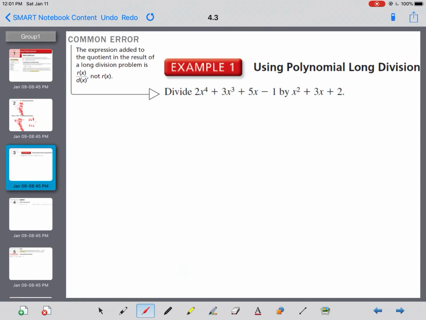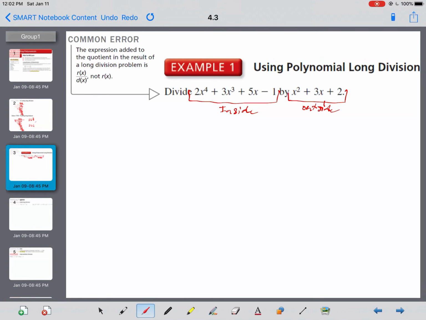We're going to apply this same thing to a polynomial. We're going to divide 2x to the 4th plus 3x to the 3rd plus 5x minus 1 by x squared plus 3x plus 2. So we're going to take this one and divide it by that one. This goes on the outside. This is on the inside. And it's called long division, so it's not short. But it's the same process.